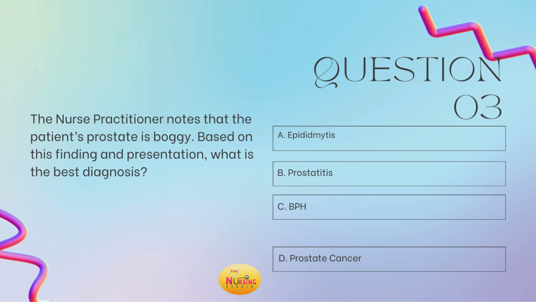All right, and lastly, question number three for today. The nurse practitioner notes that the patient's prostate is boggy. Based on this finding and presentation, what is the best diagnosis? Is it A, epididymitis, B, prostatitis, C, BPH, or D, prostate cancer? Take a moment and tell me what you got in the comments, you guys.